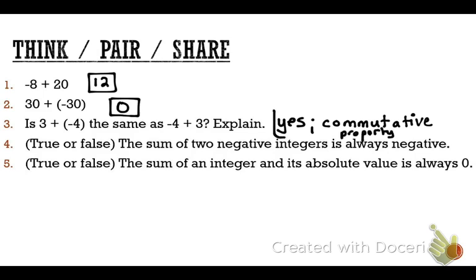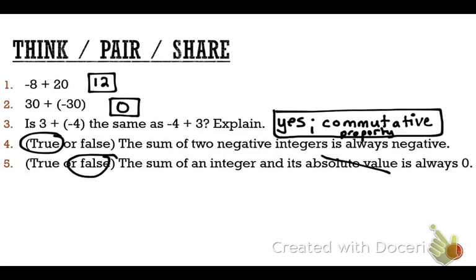All right, I want you to read the last two on your own and write down whether you think they are true or false. The sum of two negative integers is always negative. Raise your hand if you think it's true. The correct answer is true for that one. The sum of an integer and its absolute value is always 0. True or false? False. True. Incorrect. This should have said, and its opposite.